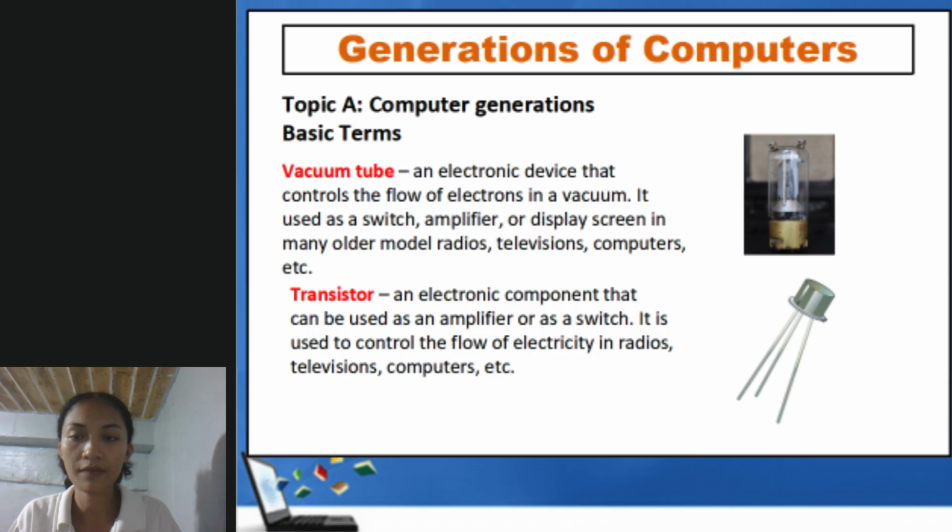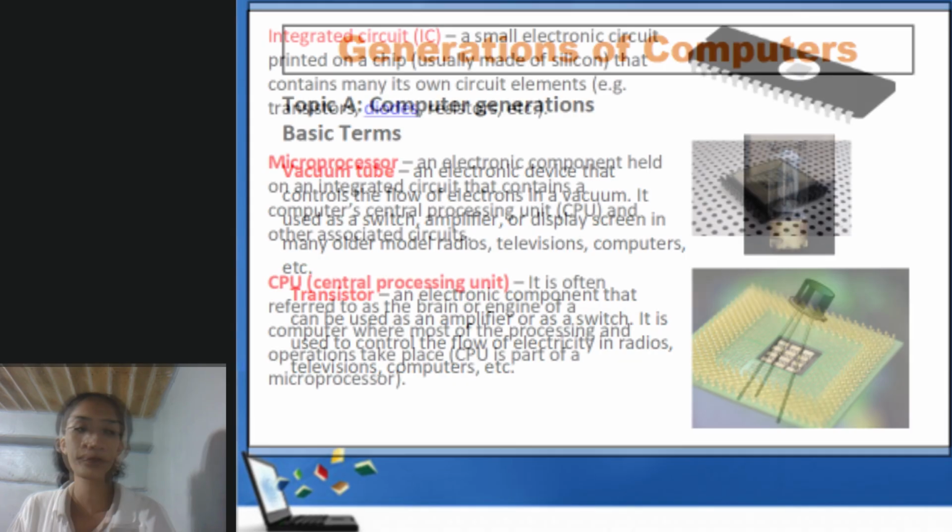The first generation is the vacuum tube, an electronic device that controls the flow of electrons in a vacuum. It is used as a switch, amplifier, or display screen in many older model radios, televisions, and computers, and a lot more. So this one right here is the vacuum tube. Let's proceed to the second one, the transistor, an electronic component that can be used as an amplifier or as a switch. It is used to control the flow of electricity in radios, televisions, computers, and a lot more. So this one is the transistor.